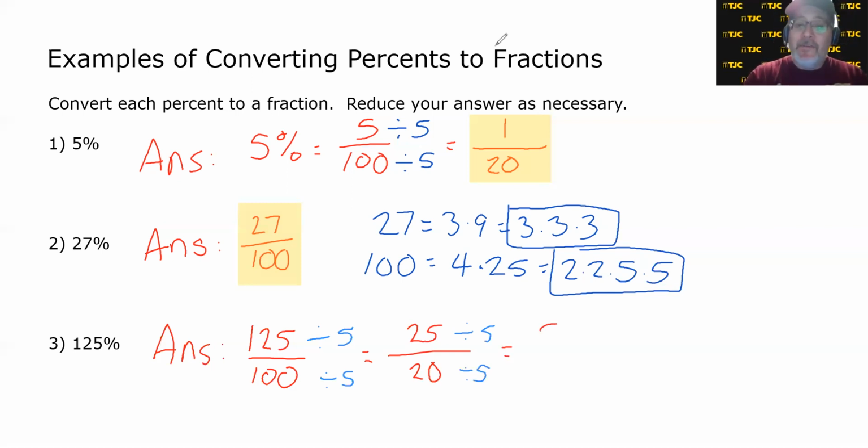25 divided by 5 is 5. 20 divided by 5 is 4. That's not going to reduce any further. We could have gotten to this final answer in 1 move had we reduced by 25 on both sides. But when it comes to reducing, it really doesn't matter if you do it in 1 move or more than 1 move. What matters is that you get your fraction down to a point where it won't reduce any further.